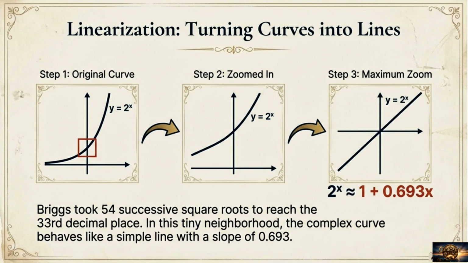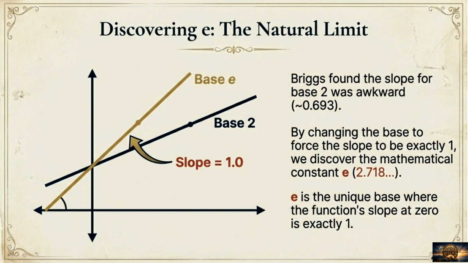In this tiny neighborhood around the y-intercept, the complex curve of y equals 2 to the power of x behaves like a simple line. Briggs found the slope for base 2 was an awkward 0.693. By changing the base to force the slope to be exactly 1, we discover the mathematical constant e. The number e is the unique base where the function's slope at 0 is exactly 1.